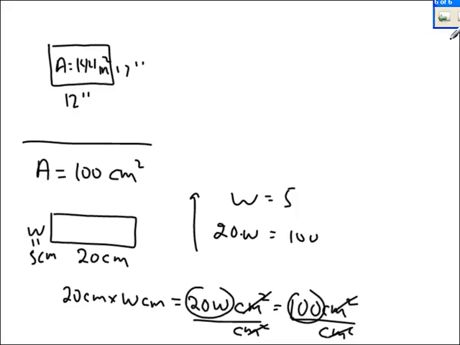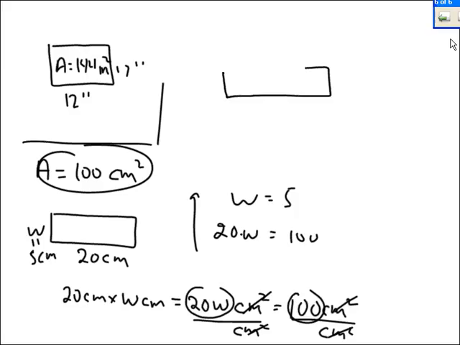Again, the area is still 100 square centimeters. Four times y. Well, 4 times 25 is 100. It's 4 centimeters. That was given. So the other side must be 25 centimeters.